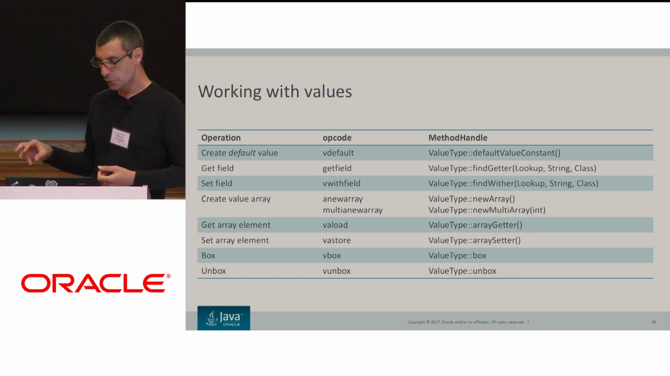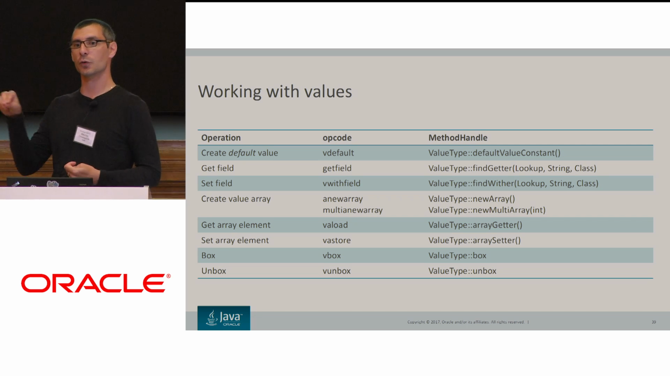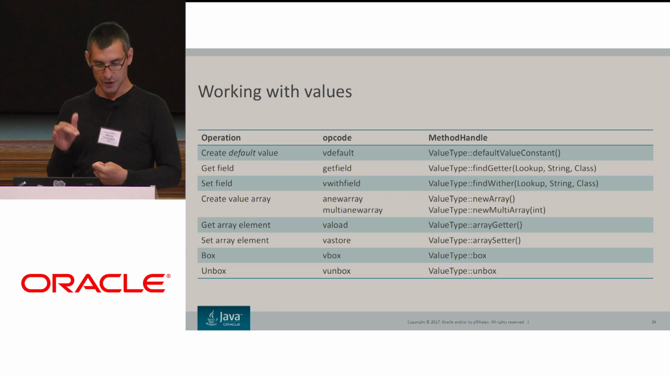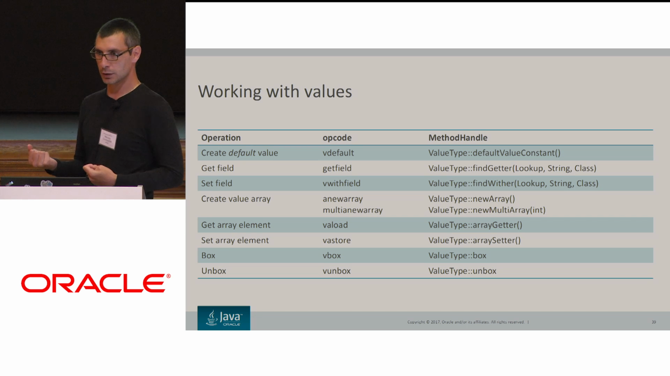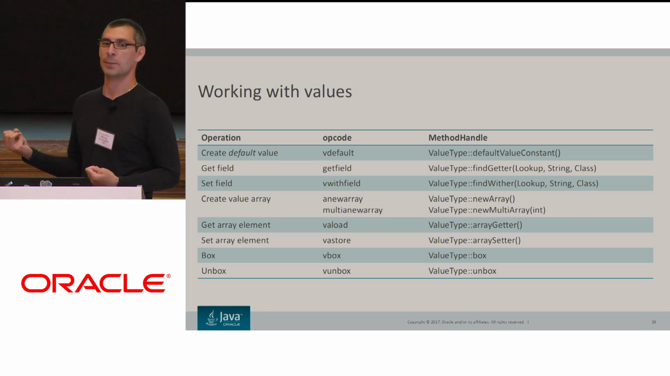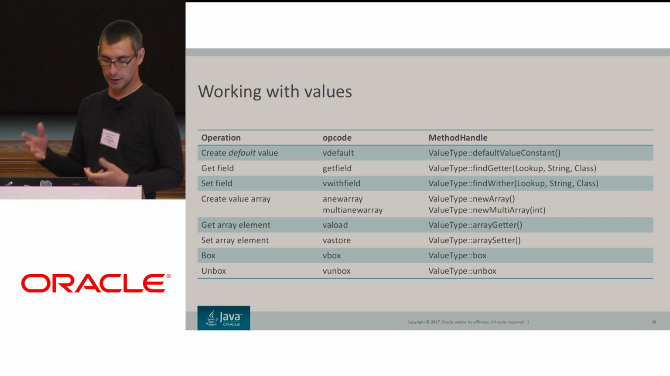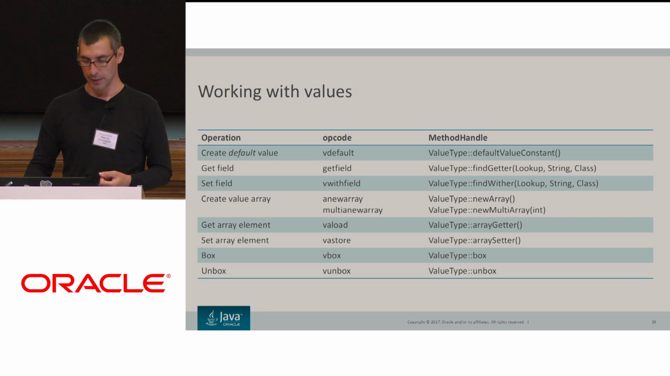This is a table that shows you that basically whatever operation you can do at the bytecode level is also available in terms of some method handle in the value type class. So consider the second row, for example, get field. Yes, you have the get field opcode that can operate on a value, but you also have the find getter method handle that you can basically retrieve from the value type class. And there's basically one method handle for each operation that you can think of in the bytecode.